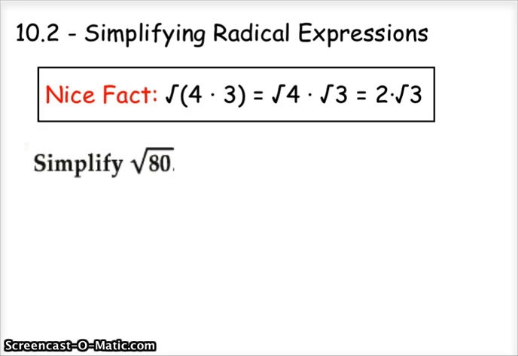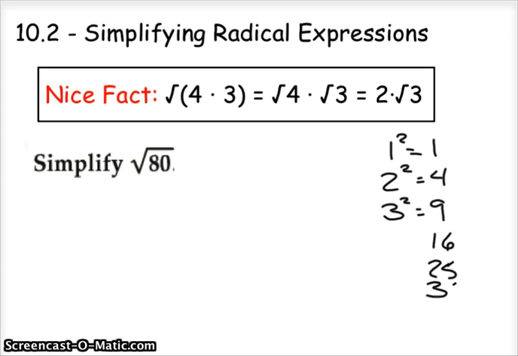So our first example is to simplify the square root of 80. Now what we're looking for here is perfect square numbers. And remember, perfect squares are like 1 squared which equals 1, 2 squared equals 4, 3 squared equals 9, and so on. So 9, 16, 25, 36. We're looking for those numbers. And what we're going to try to do is factor 80, the term inside the radical, to see if any of these perfect squares are factors of it.